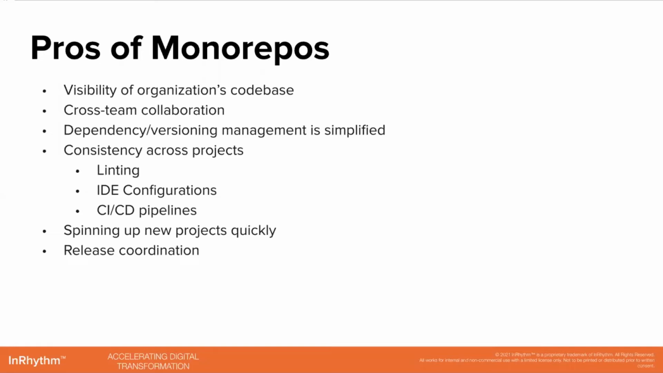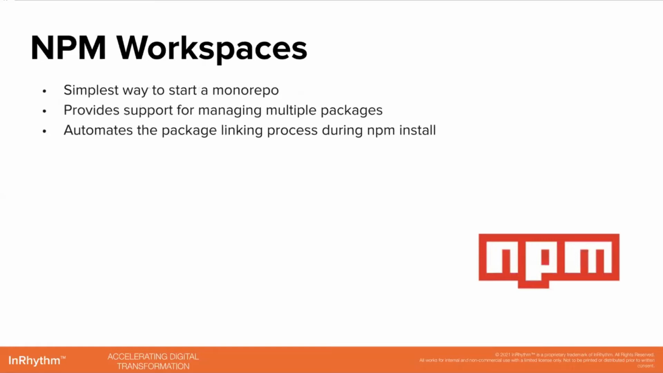Okay, so now that you're excited about all the benefits of using monorepos, let's see how we could set up a basic one. For the demo today, we'll be using NPM workspaces. This is, in my opinion, the simplest way to start a monorepo. There are no additional dependencies required, and as we'll see in a moment, through just a slight modification to your package.json files, you can gain some of the benefits of using a monorepo.